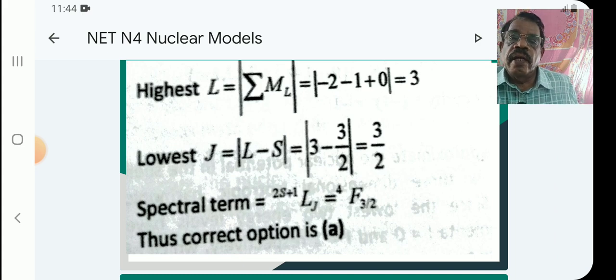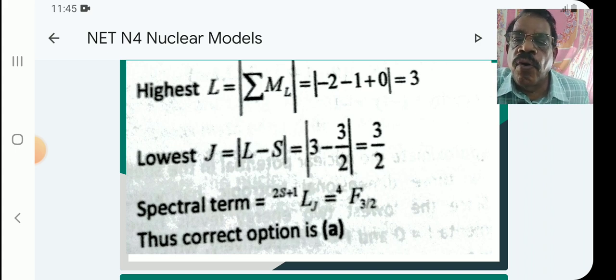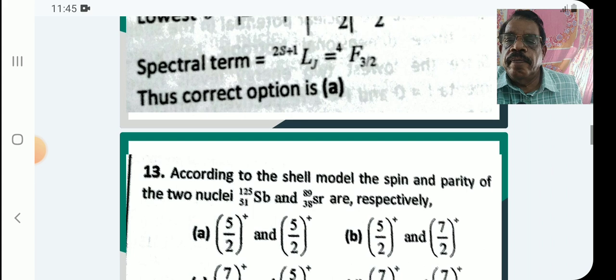In that manner we write X_J, and for L is equal to 3, the symbol X is equal to F, from SPDF, that is F stands for L is equal to 3, and J is 3 by 2, and the multiplicity is 2J plus 1, which is 4. 2 into 3 by 2 plus 1, 4. 4 F 3 by 2 is the answer. Option is A.